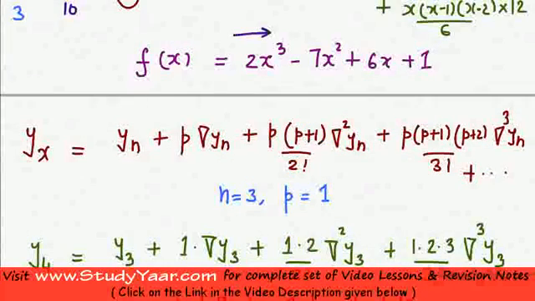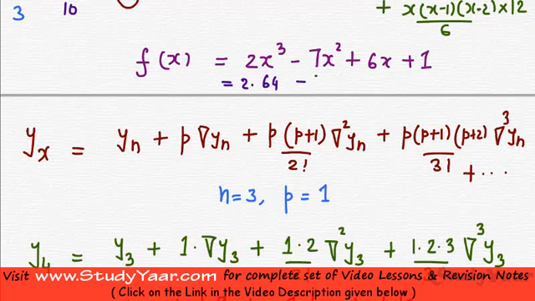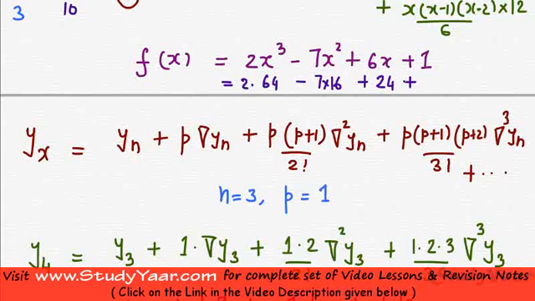We have calculated the polynomial also. Let's see what do we get when we put x is equal to 4. So we have 2 into 4 cube, which is 64, minus 7 into 4 square, which is 7 into 16, plus 6 into 4, which is 24, plus 1. If you are going to calculate this, this also comes out to be 41.